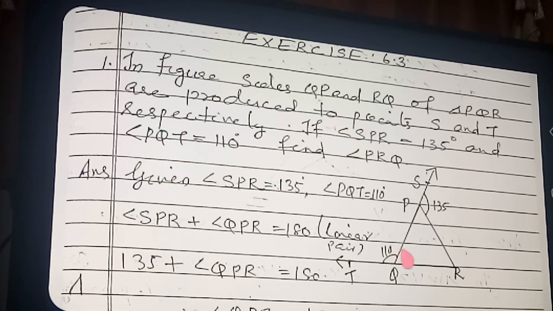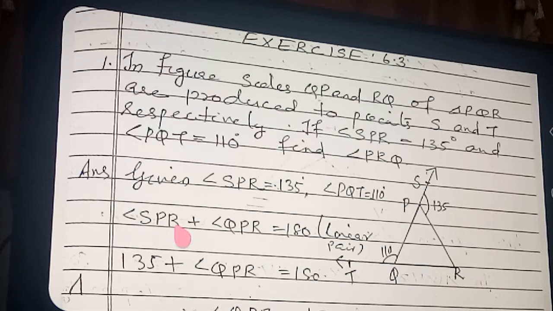Otherwise, we can also apply the property of the exterior angle, which you studied in yesterday's video: the exterior angle is equal to the sum of the interior opposite angles. That means angle SPR is equal to angle Q plus angle R, or angle PQT is equal to angle P plus angle R. You can apply either one. Here I use the easiest method for you. This linear pair gives angle P, the other linear pair gives angle Q. Then apply the angle sum property of a triangle, which you have studied. Very easy. Now find them one by one.